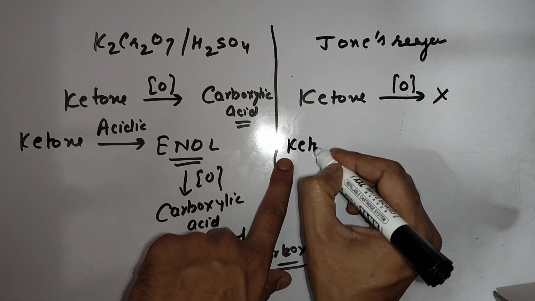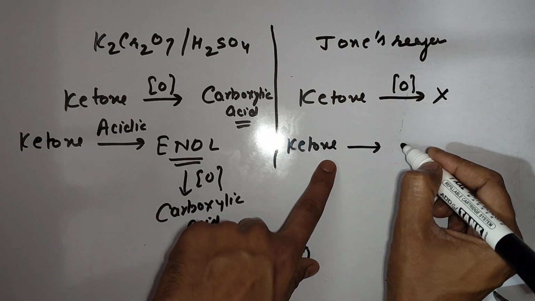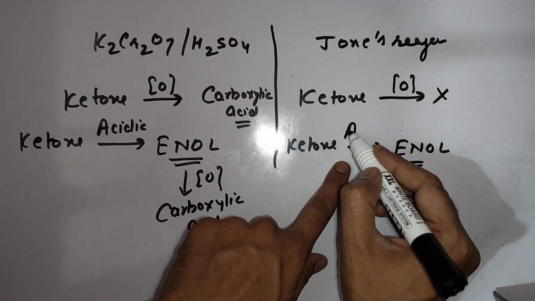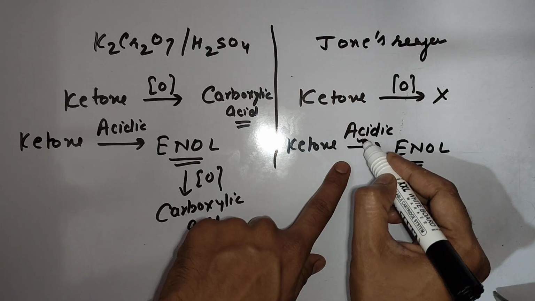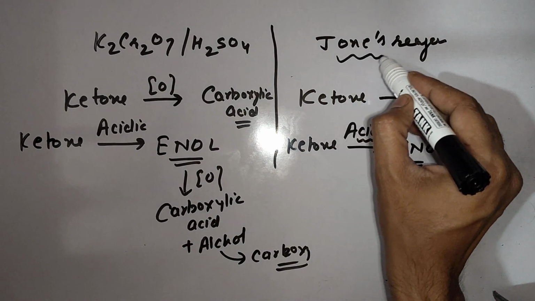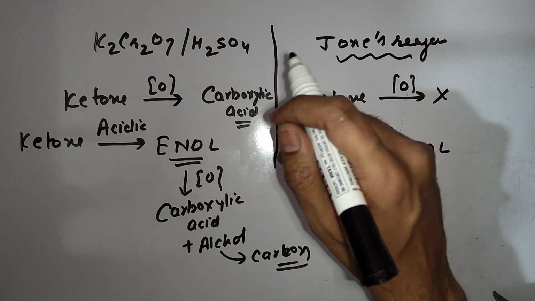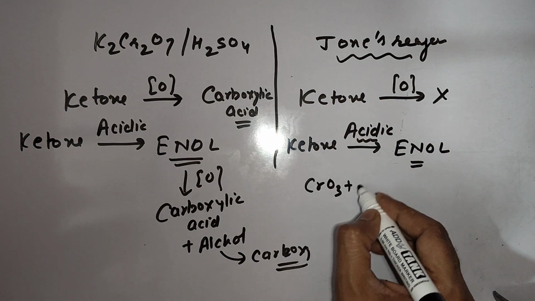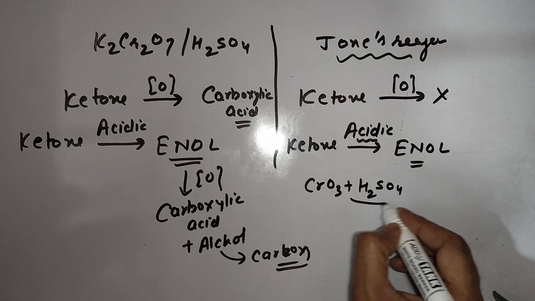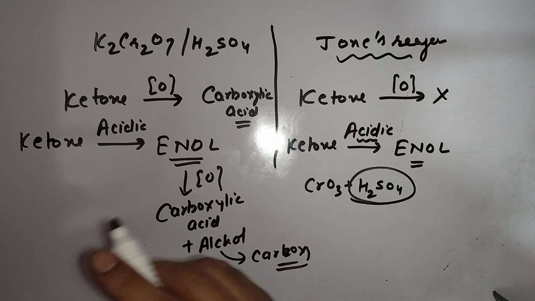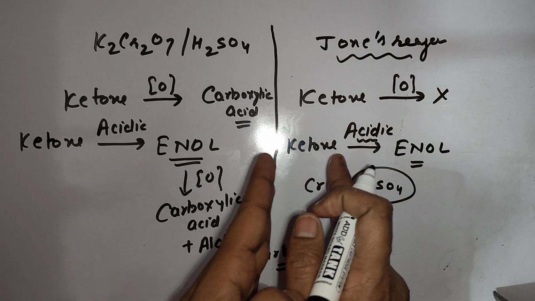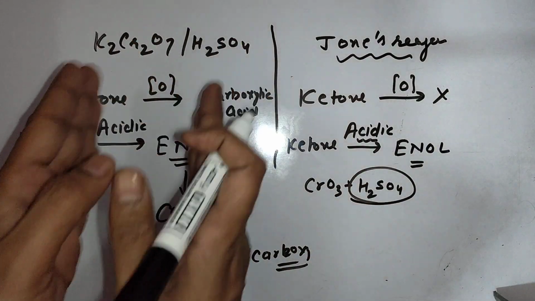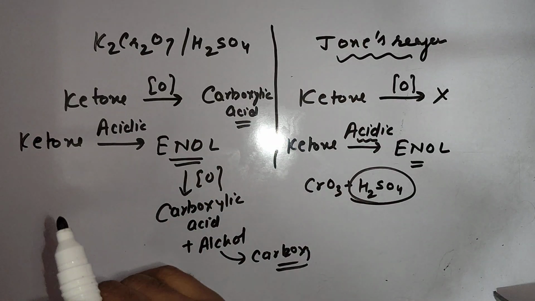Here, ketone is not able to produce enol. You will say, in Jones reagent also the conditions are acidic. How have you created Jones reagent? CrO3 plus H2SO4. The acidic medium is there. Then why is the ketone not converting itself to enol? And here K2Cr2O7 acidic, it is converting itself to enol.